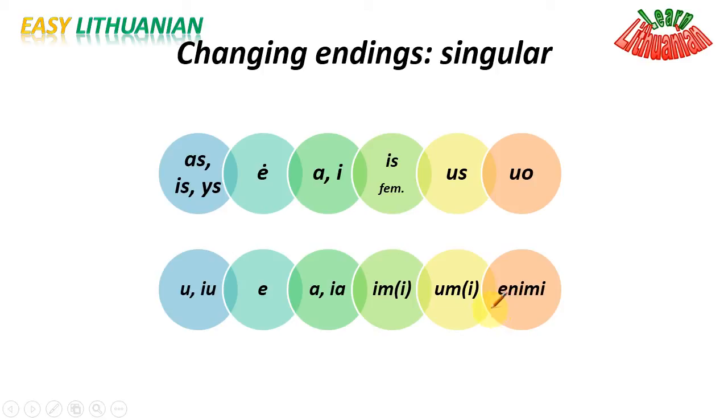Vanduo, water. With water, su vandeniu. The ending is different here. It's eniu. So vanduo, vandeniu, su vandeniu, with water. Akmuo, akmeniu, stone. Sorry for the typing mistake.